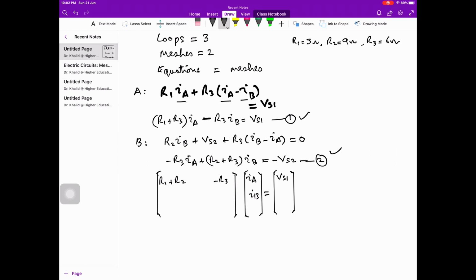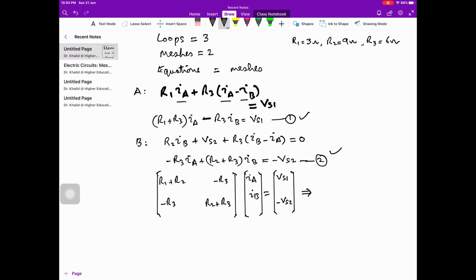So we will read this equation as R1 plus R2 IA minus R3 IB is equal to VS1. Now equation 2. Equation 2 is minus R3 IA plus R2 plus R3 IB, and the right hand side is equal to VS2.